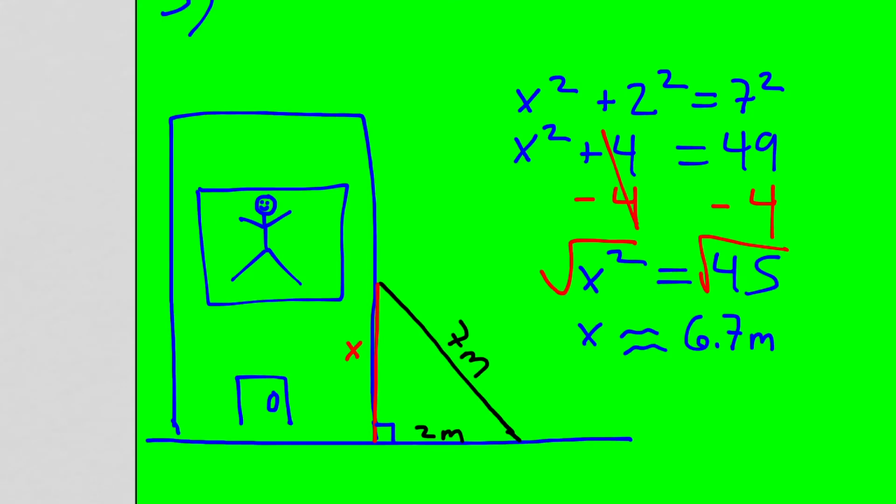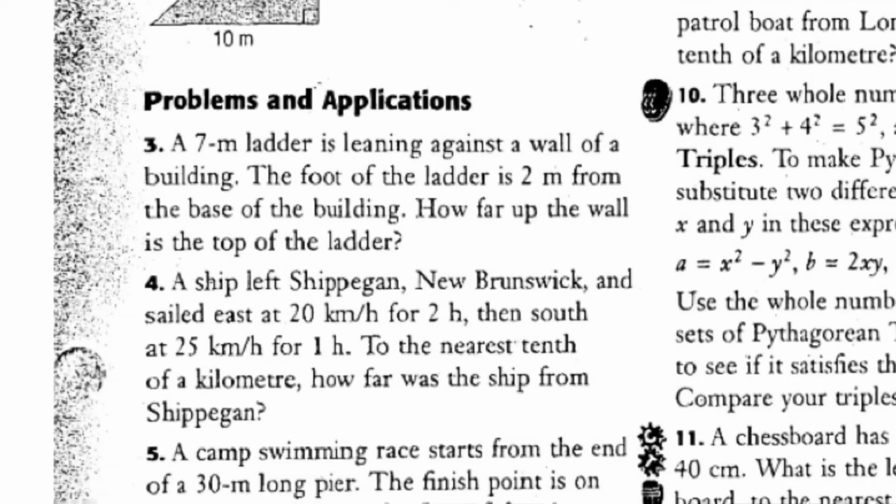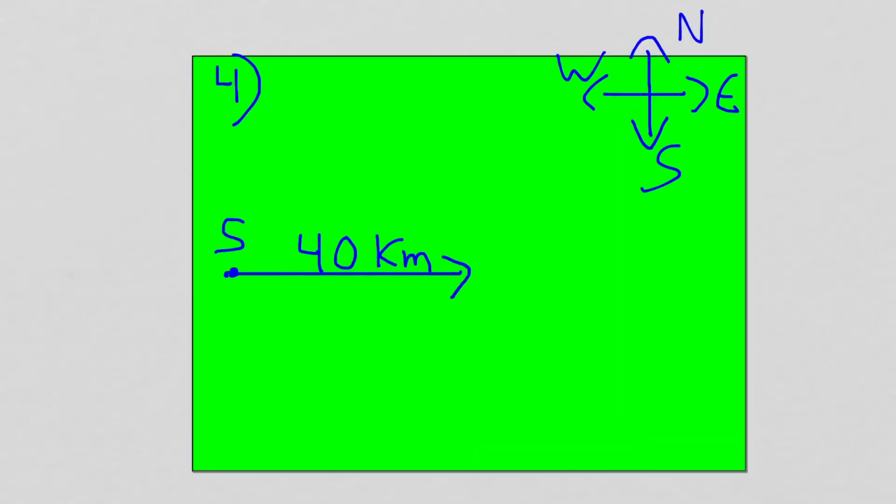Okay, now let's look at our next instruction. It says, it then sailed south at 25 kilometers per hour for 1 hour. So it went 25 kilometers south. So we'll turn the ship and it will go down south. A little shorter line this time. Let's call that 25 kilometers south. Now the ship has ended up right here. Here's your ship.